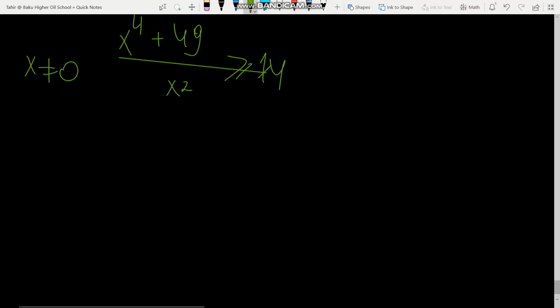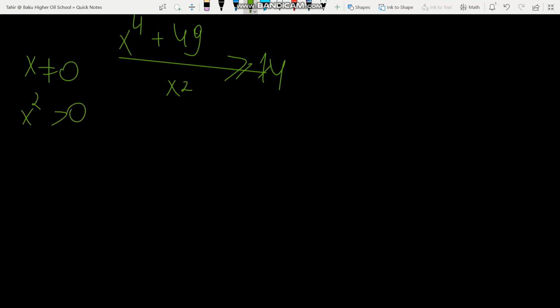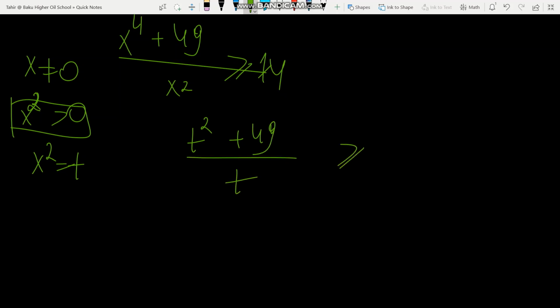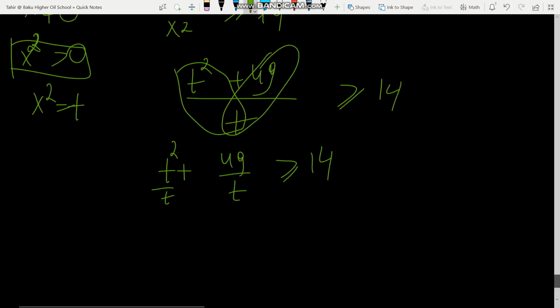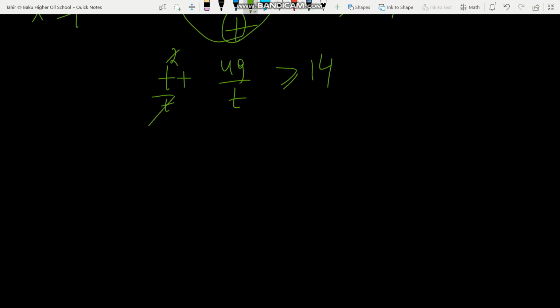The x squared term will be greater than 0 because it will always give us positive numbers, if x is not equal to 0. And let's just replace x squared with t. So t squared plus 49 divided by t is greater than or equal to 14, and just divide it into two fractional numbers, t squared divided by t plus 49 divided by t is greater than or equal to 14. It will not change. And let's cancel out one t here: t plus 49 divided by t. Let's change the side of 14: minus 14 greater than or equal to 0.